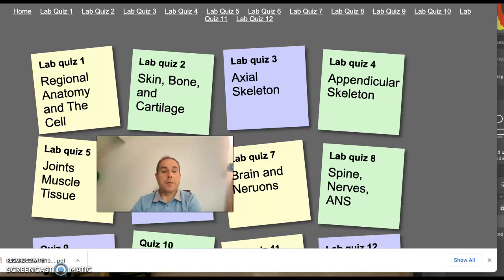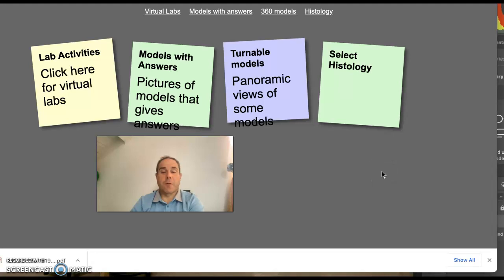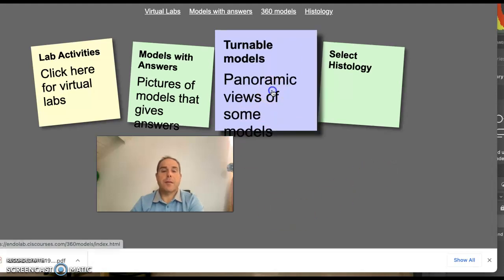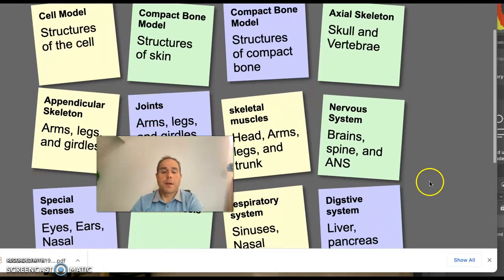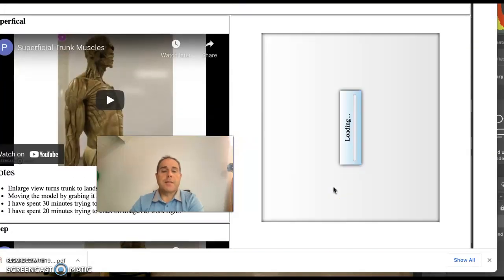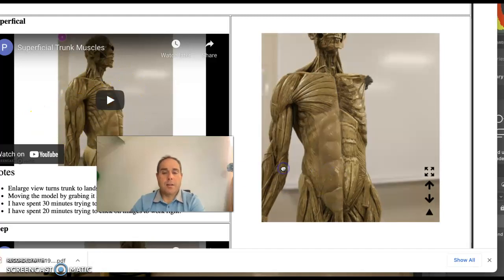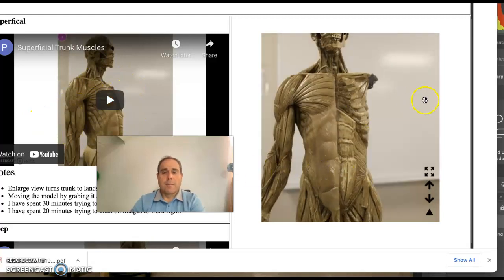I used to send people to another website, but it wasn't our models. It wasn't for a full anatomy class. Now these models are similar, but instead of the mouse over telling you what it is, I have videos explaining the model, and you guys could actually turn the models, allegedly.